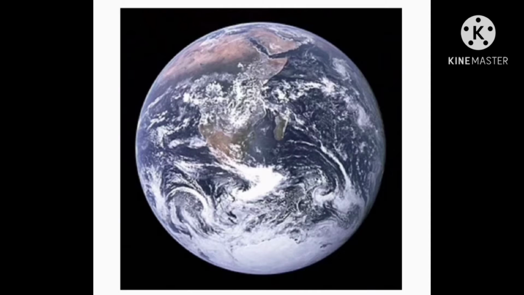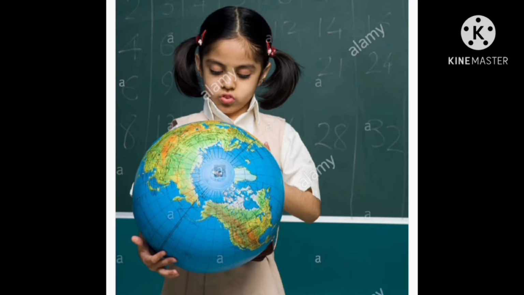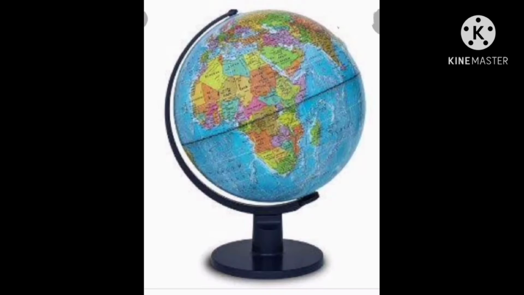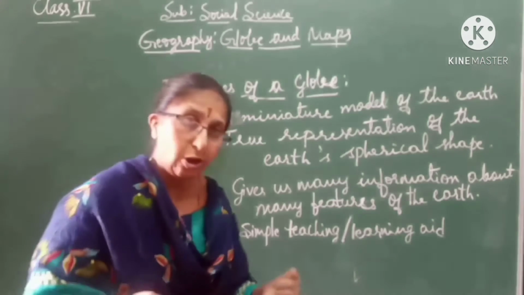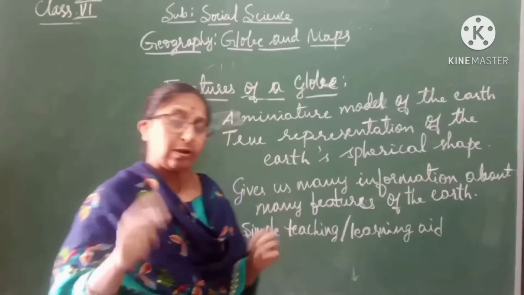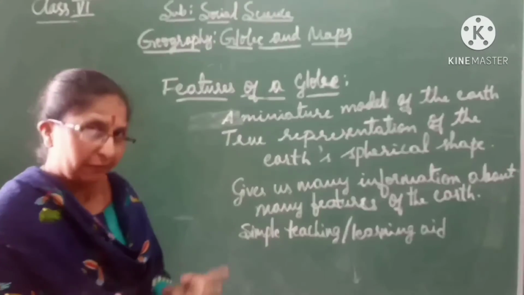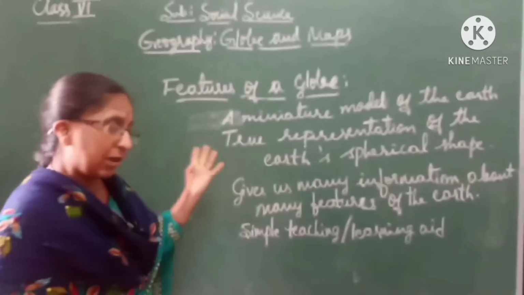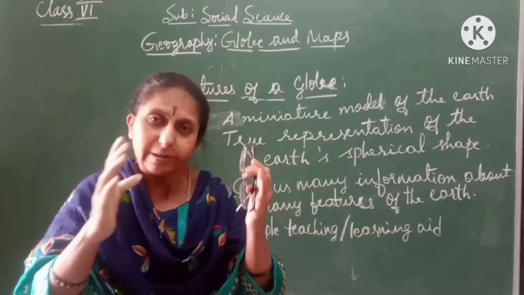But if we have a globe, we can see the other parts of the earth also, as we can rotate the globe. If we rotate the globe, we can see all the parts of the earth on the globe. So, what does a globe mean? A globe is a miniature model of the earth. As you all know now, what is a globe. Now, what are the features of a globe? What are the important things that we can learn from the globe? It is a miniature model of the earth. It looks just like the earth.